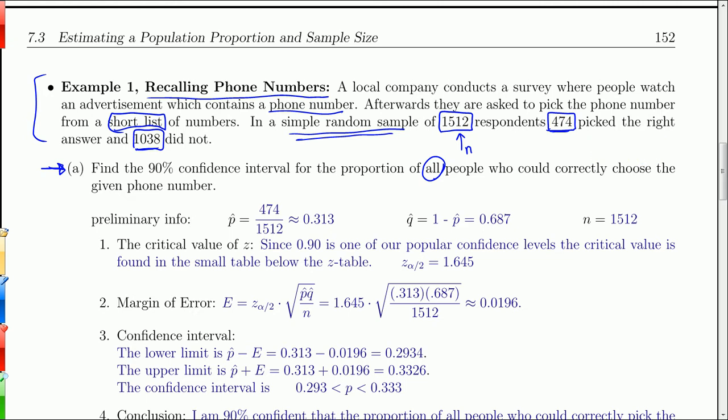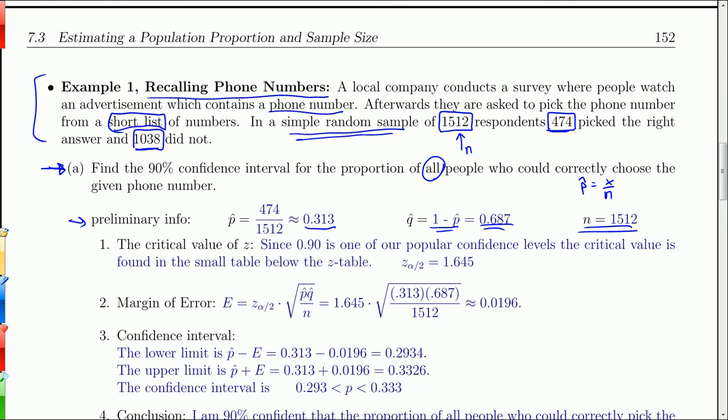Let's see what we can do here. We're going to do some preliminary information. P hat is x over n, which is successes over trials. 474 successes. There's 1,512 trials. So P hat, rounding to 3 significant digits, is 0.313. Q hat is 1 minus that, so it's 0.687. And n is the sample size of 1,512.